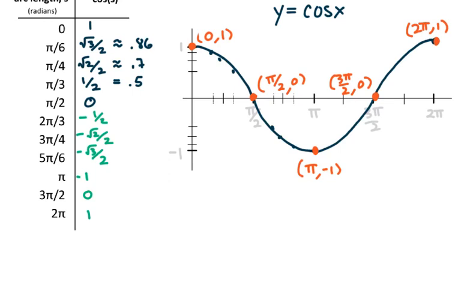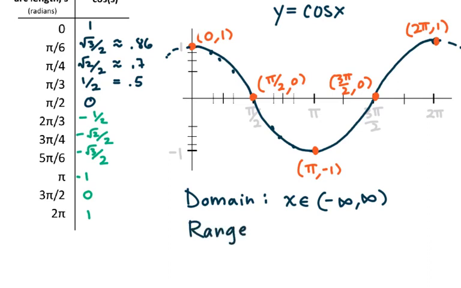What is the domain of this? That graph continues off to the left and the right forever, following this same pattern. So my domain is that those inputs, or my x values, are in the set from negative infinity to positive infinity, which is all real numbers. And my range, my y values, are bounded again on this closed interval from -1 to +1.